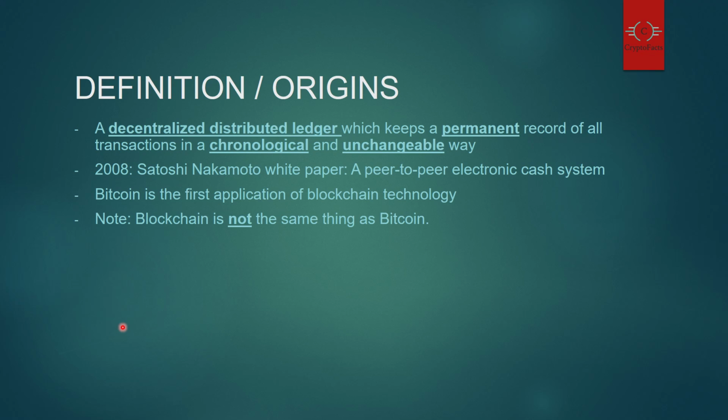The ledger is therefore said to be decentralized, so it's not dependent on one central authority or server or anything like that. It's also permanent, chronological, which means it's basically in time order, and also unchangeable. I think we will see why this is true when we look at how the blockchain works in a few minutes' time. So where did this technology come from?